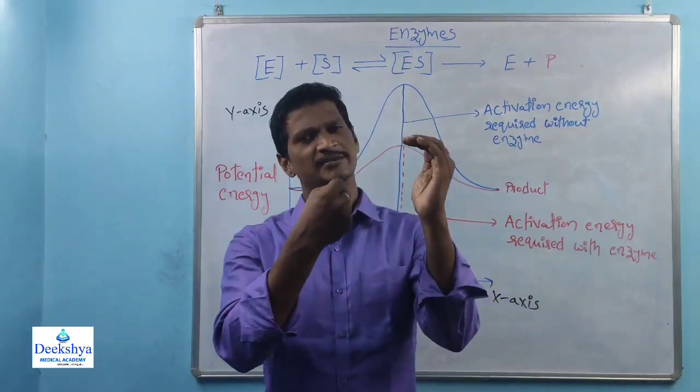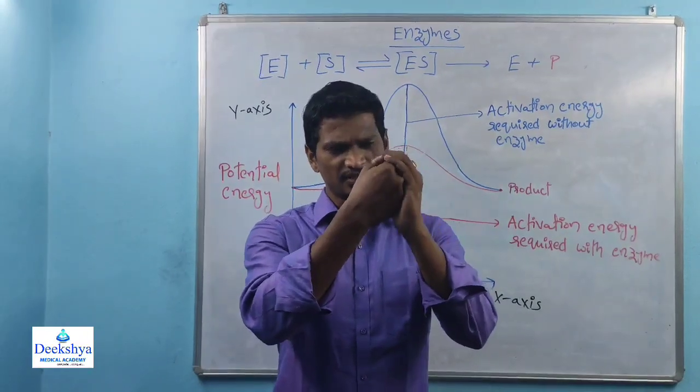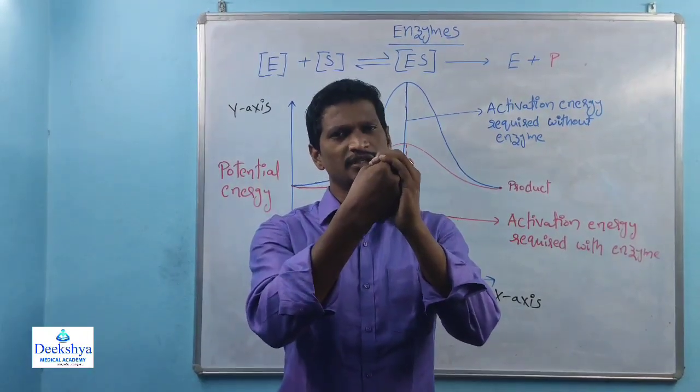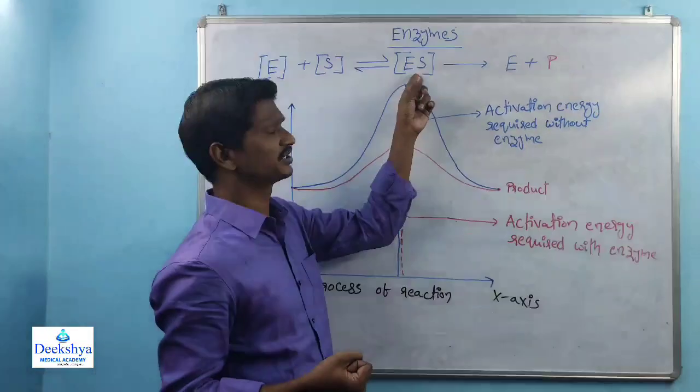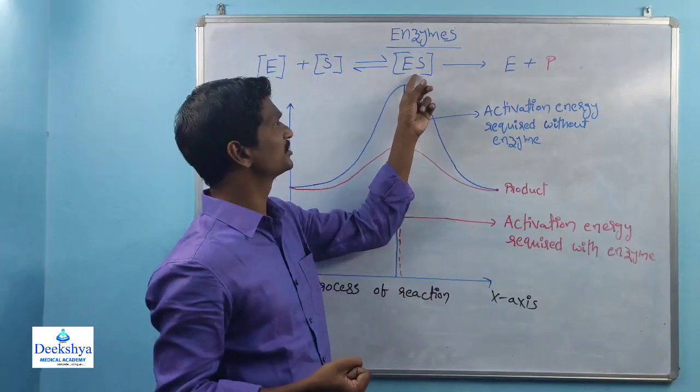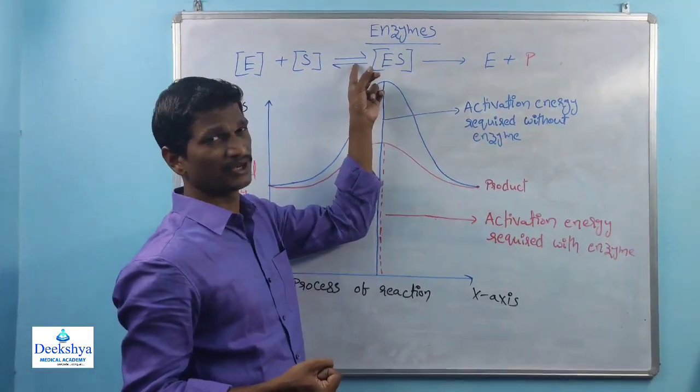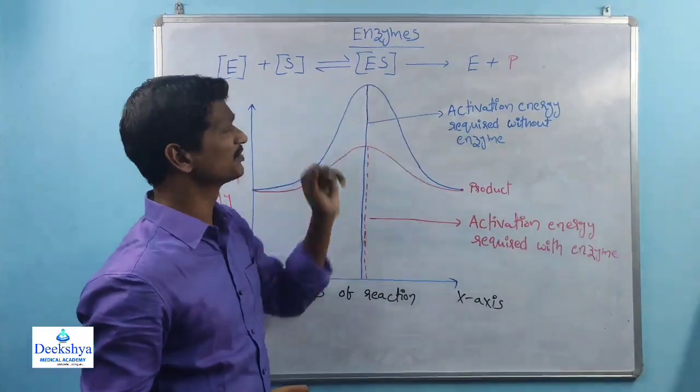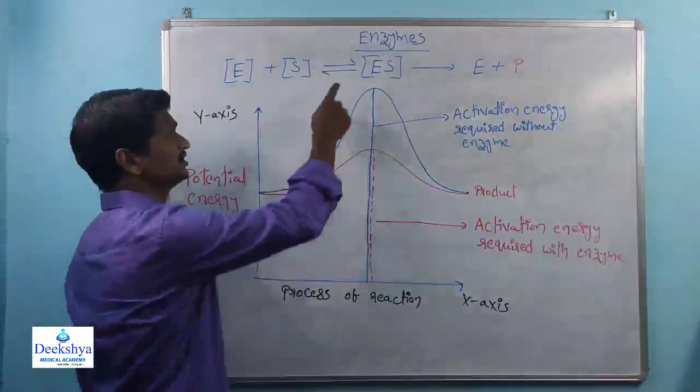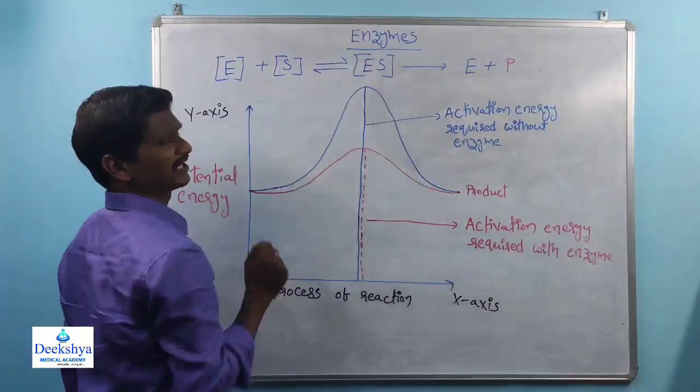So there is an enzyme and substrate. See, this is the enzyme substrate complex. This state is called the transition state. The transition state formation is always bidirectional, not unidirectional, in most cases. See here, why is this one bidirectional?